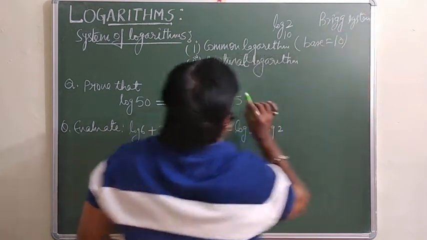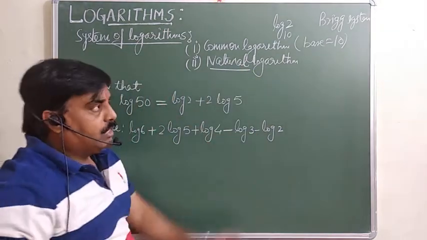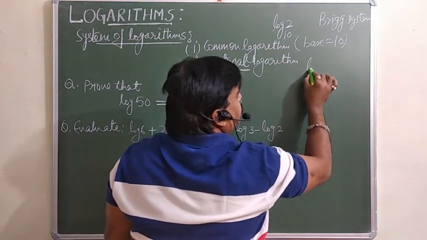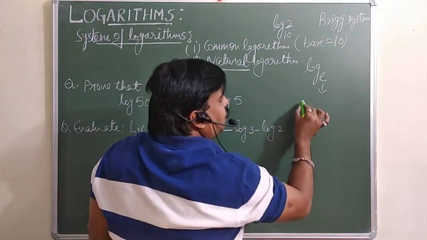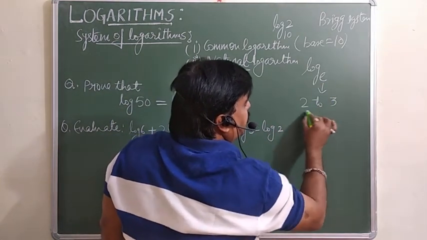But in the case of the natural logarithm, the base will be e. The value of e lies between 2 and 3, which is an irrational number.